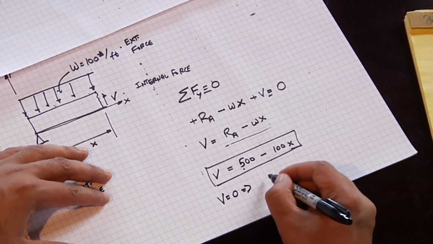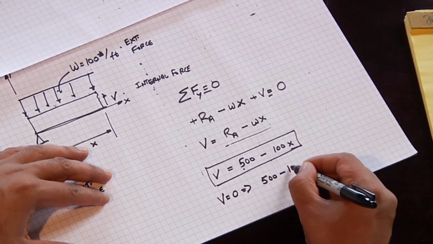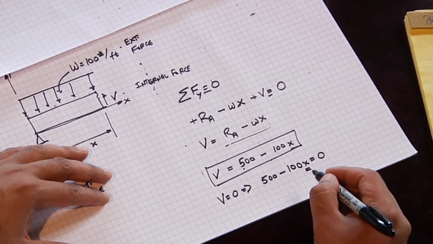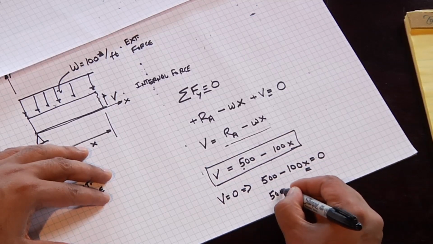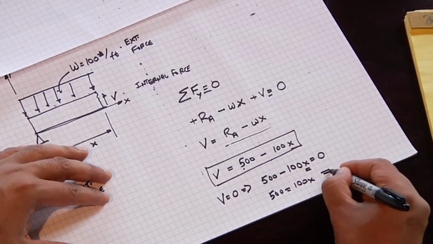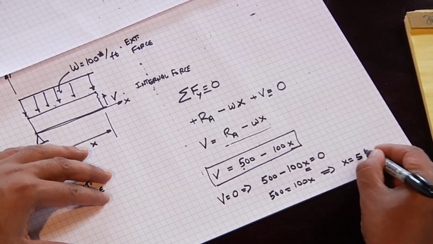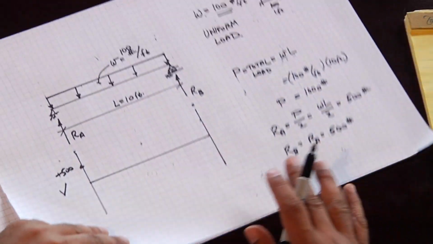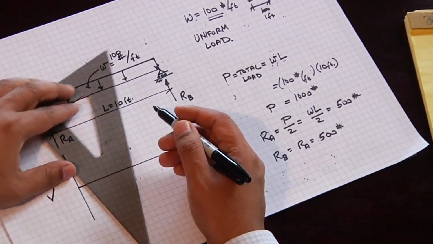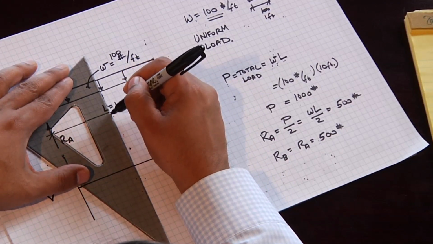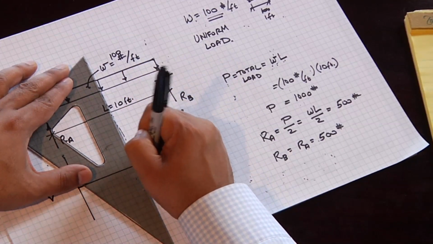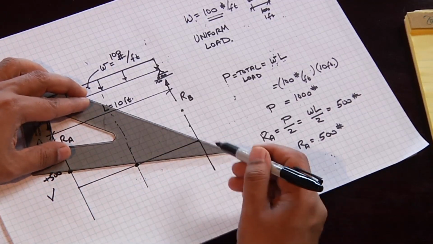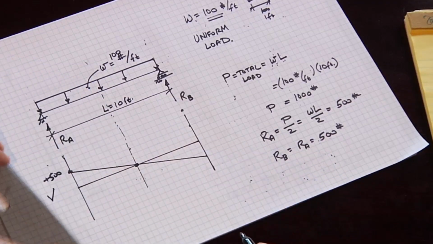In order to find out where the shear is equal to 0, we set the equation equal to 0 and we solve for X. And if we do that, we have 500 equals 100X, which tells us that X is equal to 5 feet. At X equals 5 feet, our shear is 0. So going back to our diagram, that tells us that at the mid span, here our shear is 0, and it's a straight line. So the shear diagram looks like that.